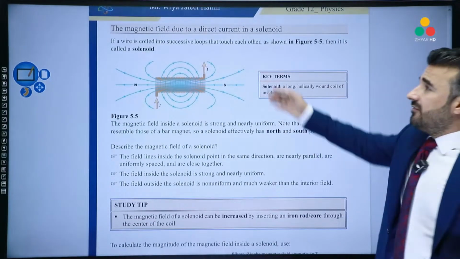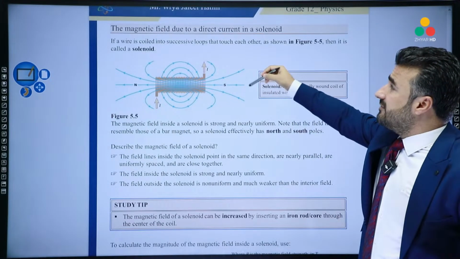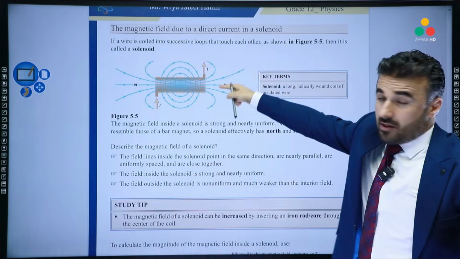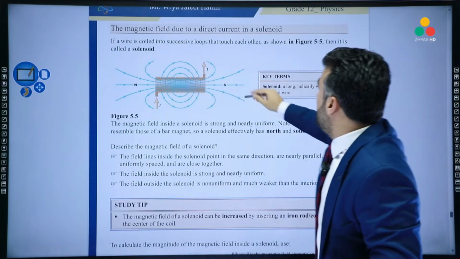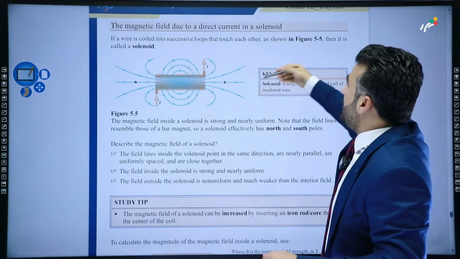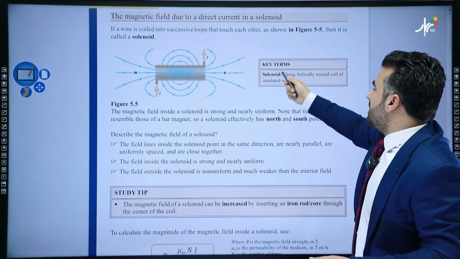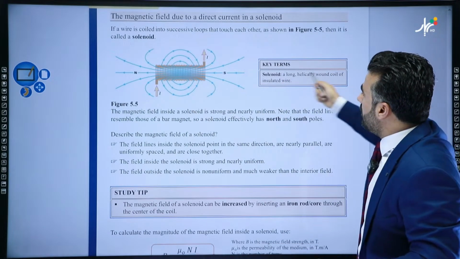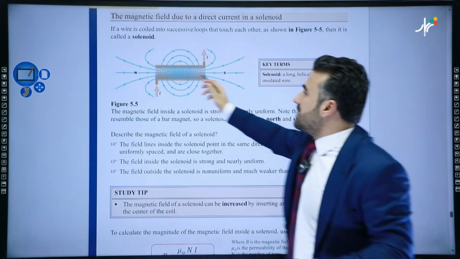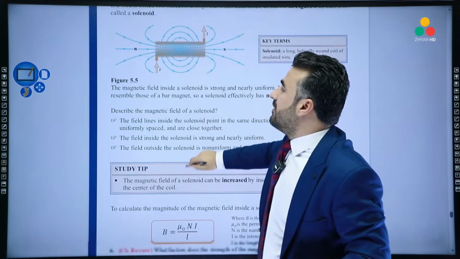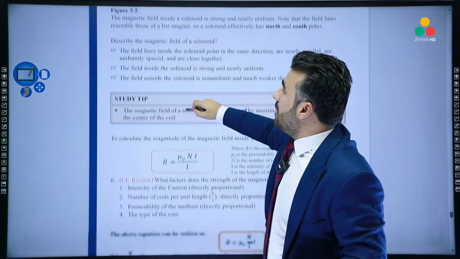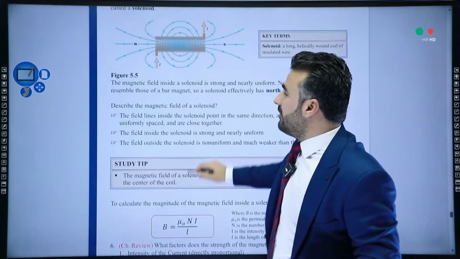But before that, if a wire is coiled into successive loops that touch one another, like you can see here in figure 5.5, then that is a solenoid. So what is the definition of a solenoid? We can say it is a long helical wound coil of insulated wire. By the way, these wires must be insulated. Now, describe the magnetic field of a solenoid.